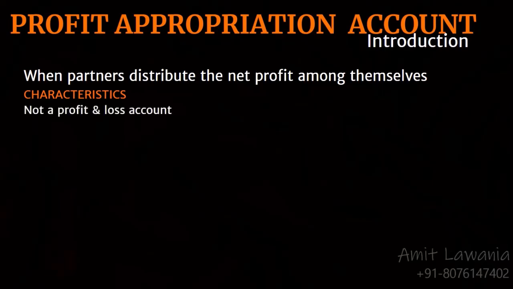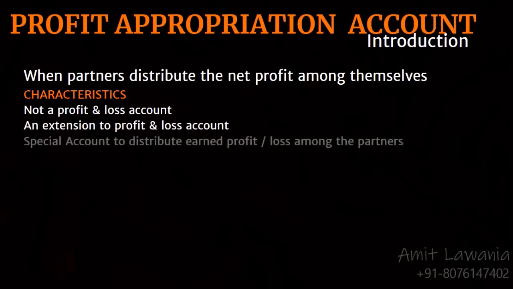First, do not confuse profit appropriation account with a profit and loss account. They are different. Profit appropriation account is prepared after the profit and loss account to distribute the available profit among the partners. So we get profit from P&L account. When we distribute this profit, we make a profit appropriation account.